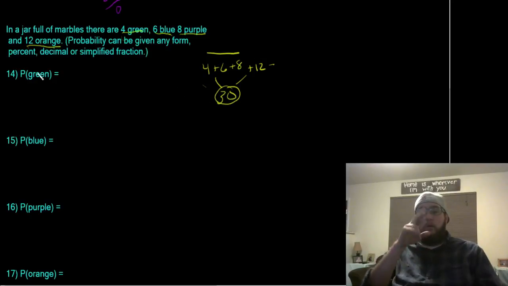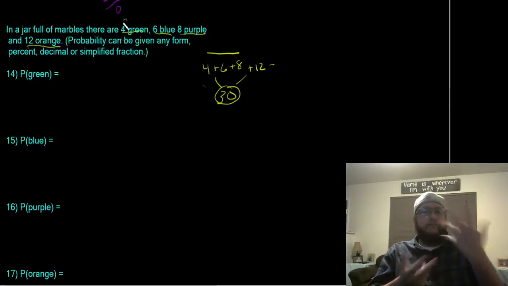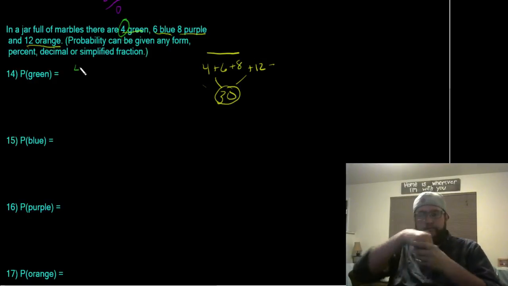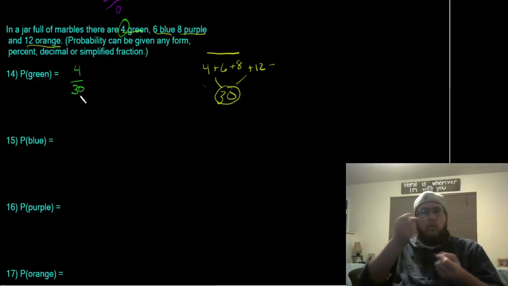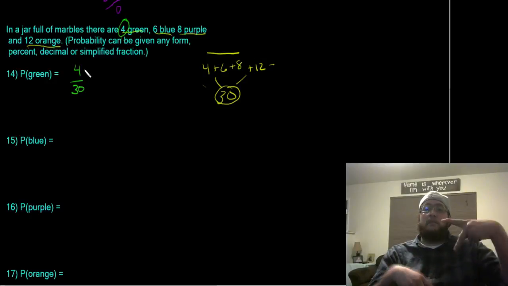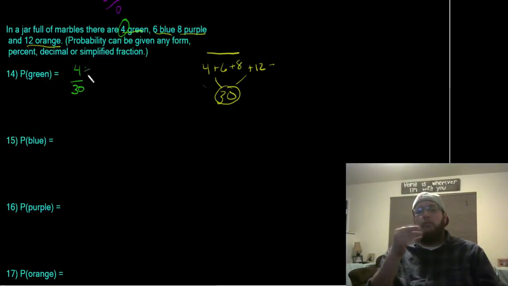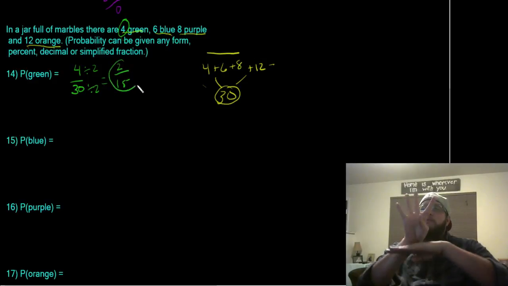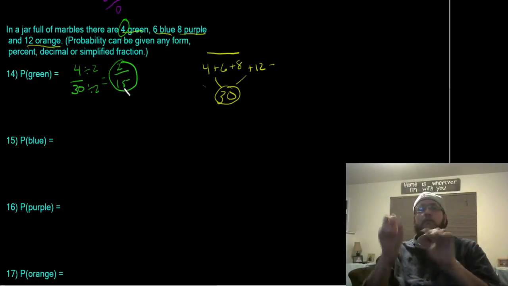So now we're going to take the probability of green, this guy right here, and put it over 30. Now we need to simplify this. I can divide both of these by 2. I know that I can do that for sure because they're both even numbers. 4 divided by 2 is 2. 30 divided by 2 is 15. And there's my probability.